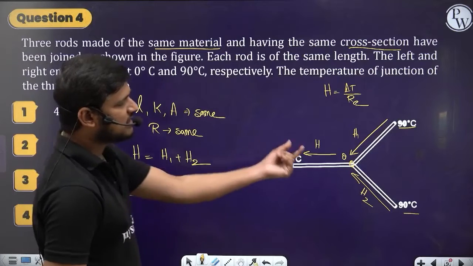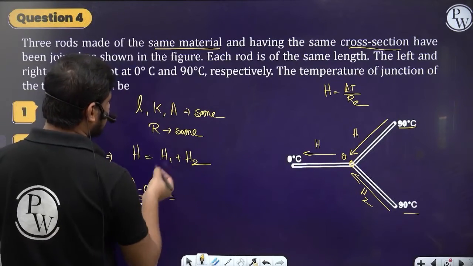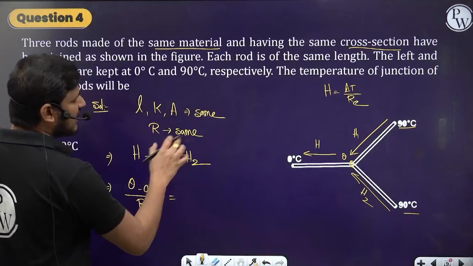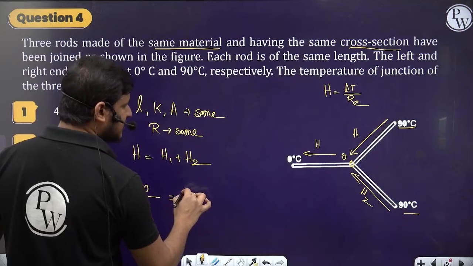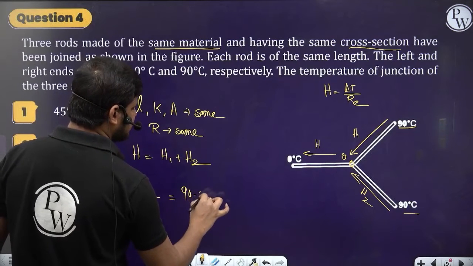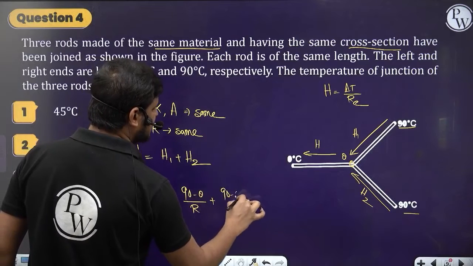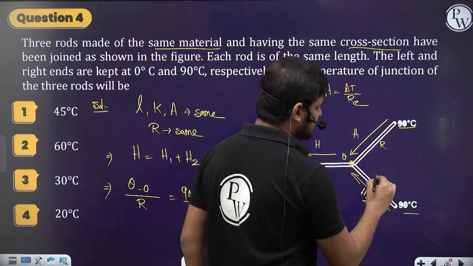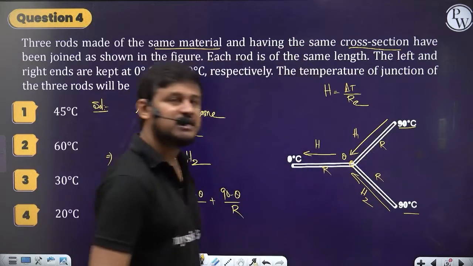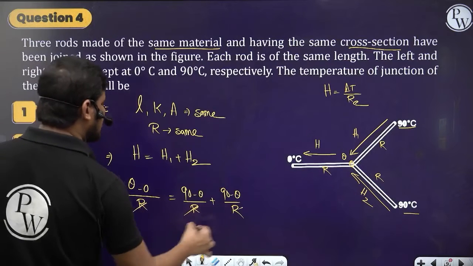They both are in parallel combination. All the rods have the same R, so you need not find R equivalent here. H1 is 90 minus theta by R. H2 again is 90 minus theta by R. This has thermal resistance R, this has thermal resistance R, and this also has thermal resistance R. That's it. So R gets cancelled.